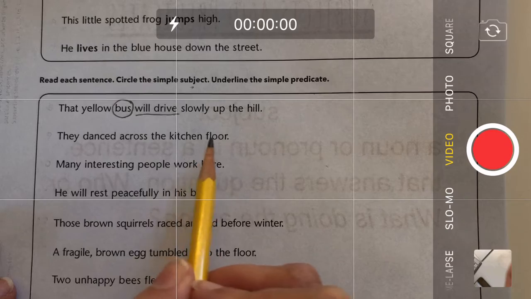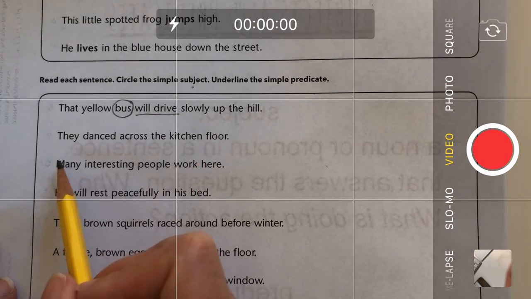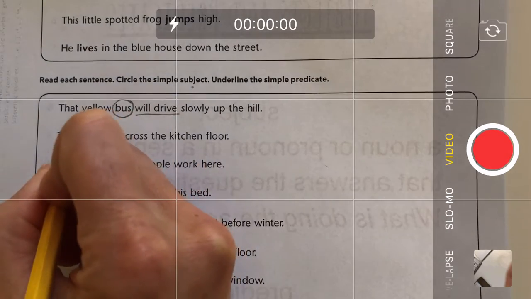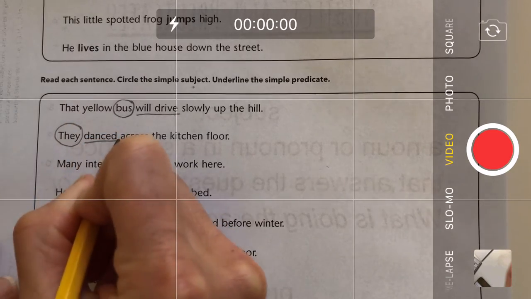They danced across the kitchen floor. Who is doing the action? They are doing the action. What did they do? They danced.